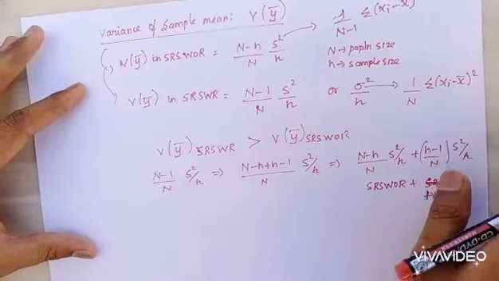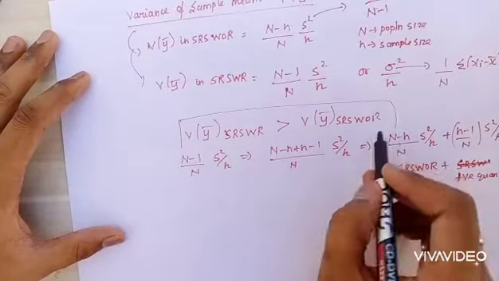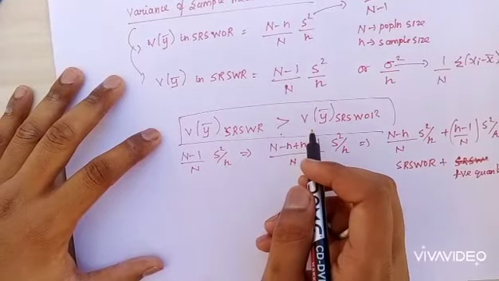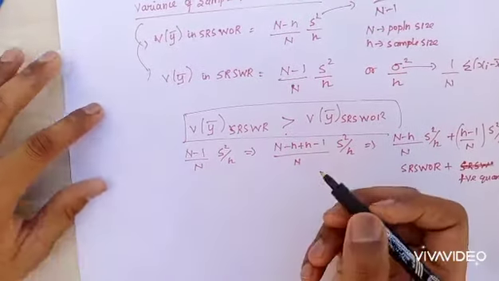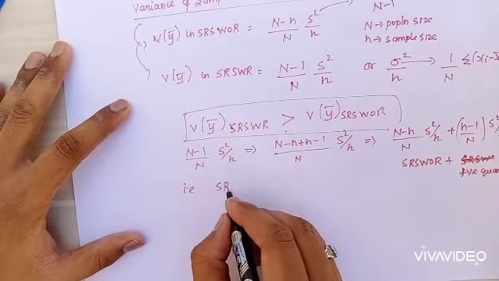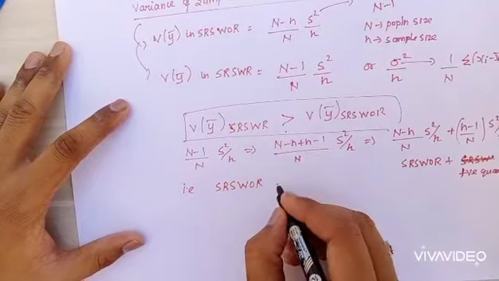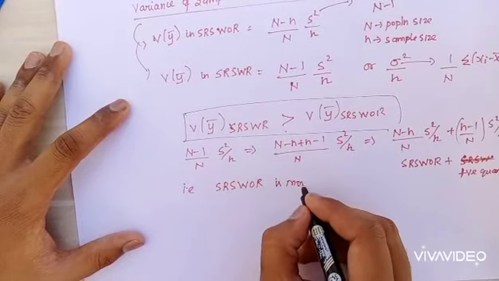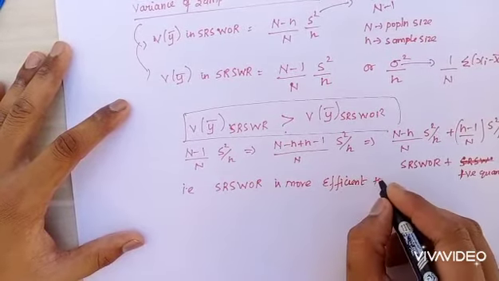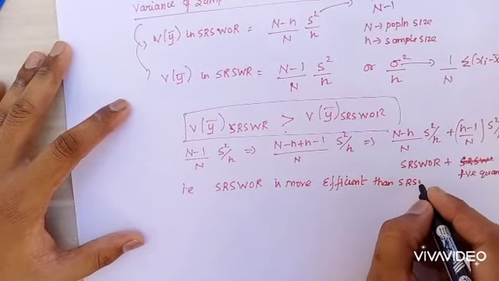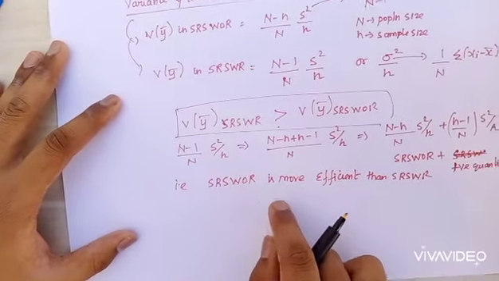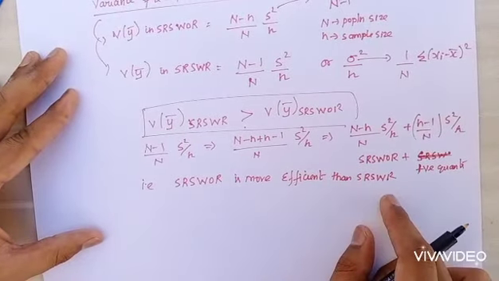Okay, so here we want to say that the variance of simple random sampling with replacement will be greater than the variance of simple random sampling without replacement. Okay, so that is, SRSWOR is more efficient than SRSWR. Simple random sampling without replacement is more efficient than simple random sampling with replacement.